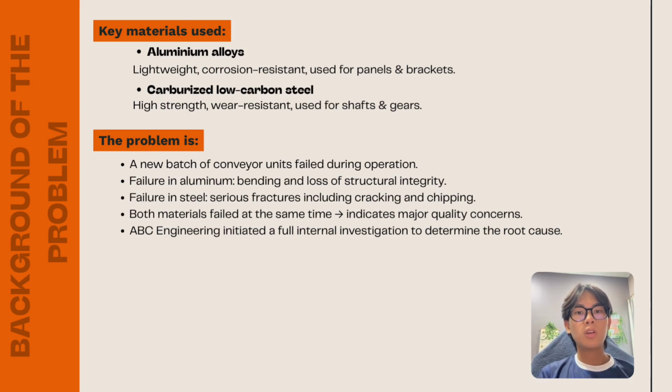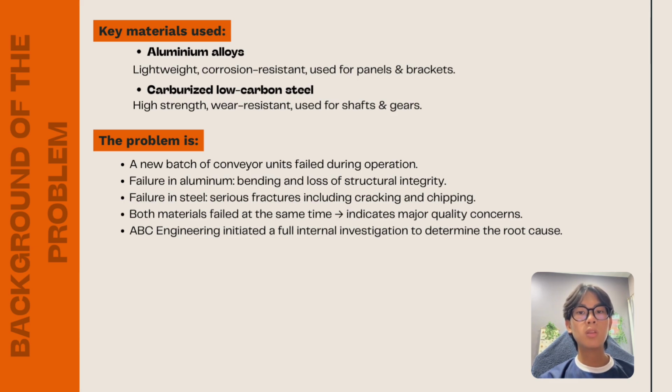Hi, so first of all, I would like to present about the background of the problem. So there are two materials used. The first one is aluminum alloys for panels and brackets, and the next one is the carbon steel for shafts and gates. So basically, we use aluminum because it's lightweight and corrosion resistant, and we use carbon steel because it's high strength and wear resistant.